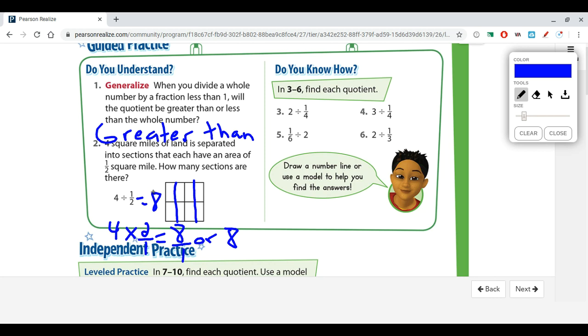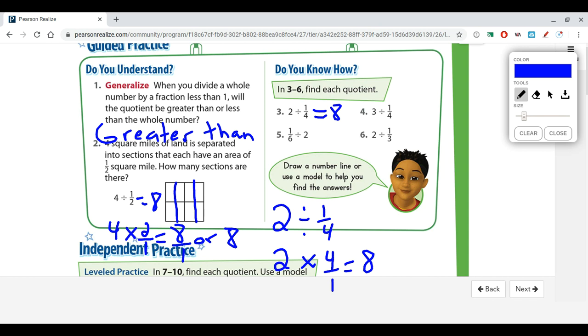All right, so we're going to find each quotient. You do not need to draw a number line or model unless it helps you. If you are feeling pretty confident with the keep, change, flip, then do the keep, change, flip. Otherwise, use that model. So if I did 2 divided by 1/4, I'm going to go ahead and just use the keep, change, flip to get that practice in for you. So I'm going to do 2 divided by 1/4. My keep is the 2. My change is the division symbol to multiplication. And my flip is going to be 4/1. And then I multiply and I end up with 8 as my answer.